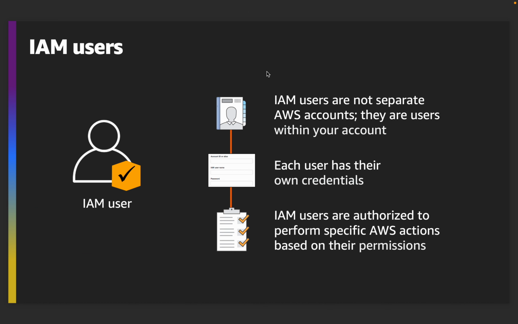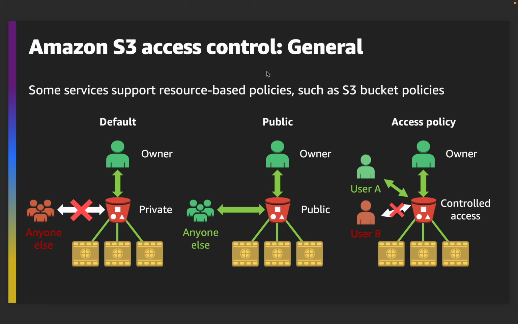IAM user defines what a user can do. Users are not separate AWS accounts, they are users within your account. Each user has their own credentials. IAM users are authorized to perform specific AWS actions based on their permissions. Amazon S3 access control in general: the default is owner only, and anyone else no. Private yes. Public, the owner is public and can access everything. Access policy: owner, user A, user B controlled access here. So basically three things are user, group and policy. This is a very important part.